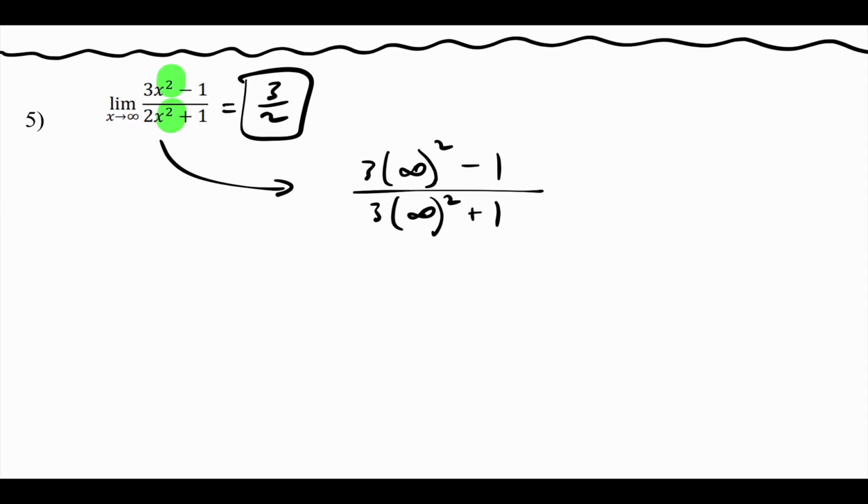It's a theoretical value that's really, really high, so these terms wouldn't matter. Just focus on these here. You would get a really big number over a really big number. With L'Hopital's rule, you would get 6x over 4x. You'd still get infinity over infinity. You do it again, and finally you get 3/2. That's how you would use L'Hopital's.